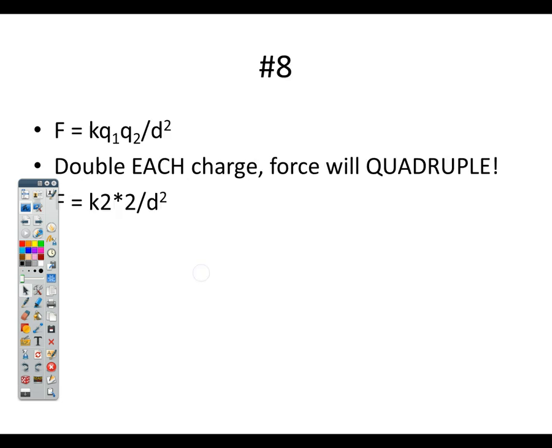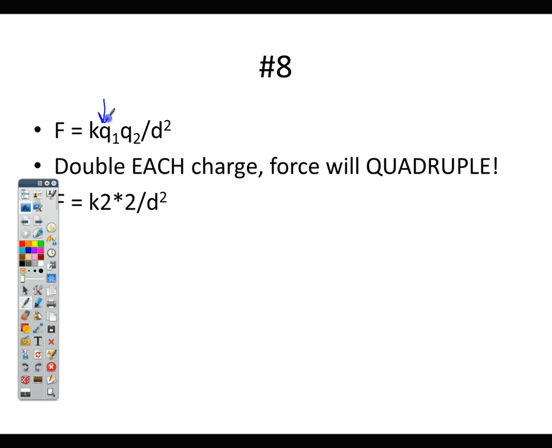For number 8, we have the same equation, and all they want us to do is we're going to double both Q's. When I put a 2 in for each Q, what happens is my force then is proportional to 4 over the distance squared. So the force will actually quadruple because that 4 is on the top.